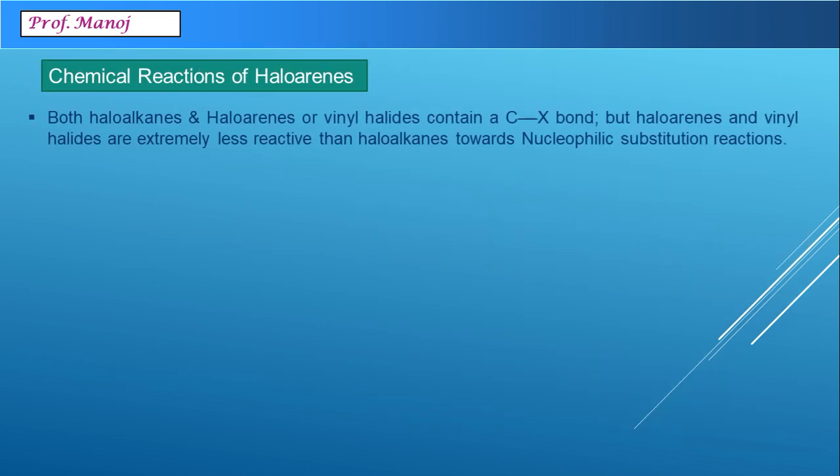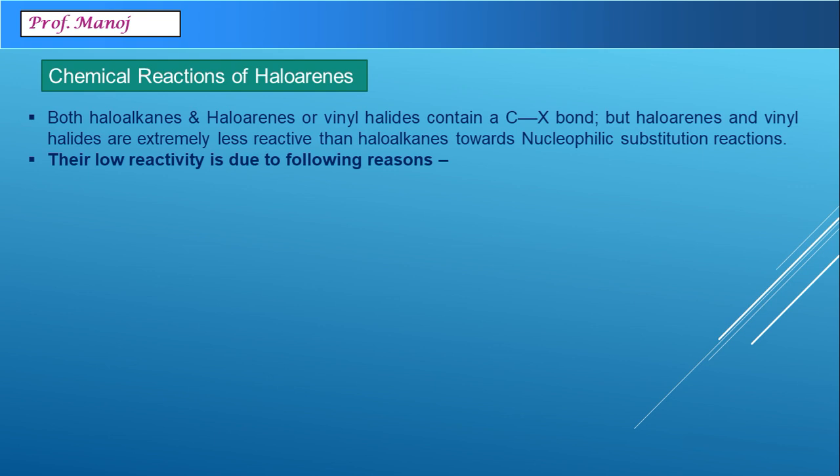Let us now continue with nucleophilic substitution, and we will now see a reason why nucleophilic substitutions are difficult for haloarenes. Haloalkanes, haloarenes and vinyl halides all contain a carbon halogen bond. But in case of haloarenes and vinyl halides, nucleophilic substitutions are quite difficult, while in haloalkanes, they take place very fast by SN1 or SN2 reactions. What are the reasons for this? We will list down the reasons one by one.